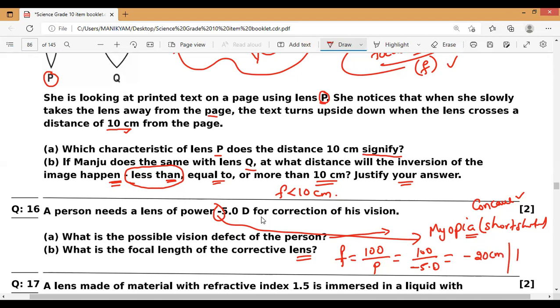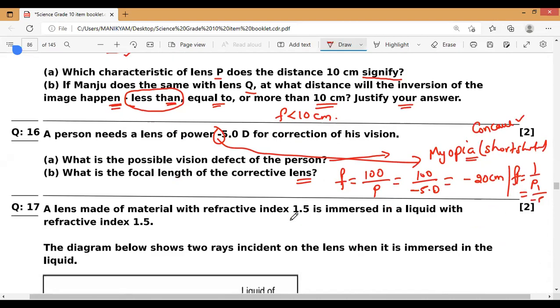Now, or else I can use focal length is equal to 1 by P, which is equal to 1 divided by minus 5, which is equal to how much? Minus 0.2 meters. So whatever it is, both are correct. Your choice. You can solve. Please solve it. Anyone having doubt? You ask. Clear?